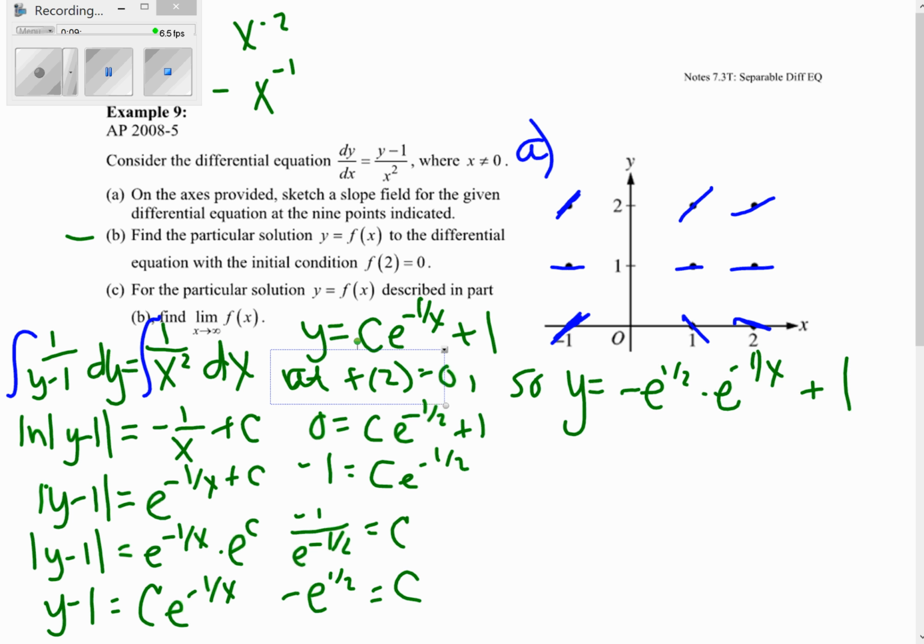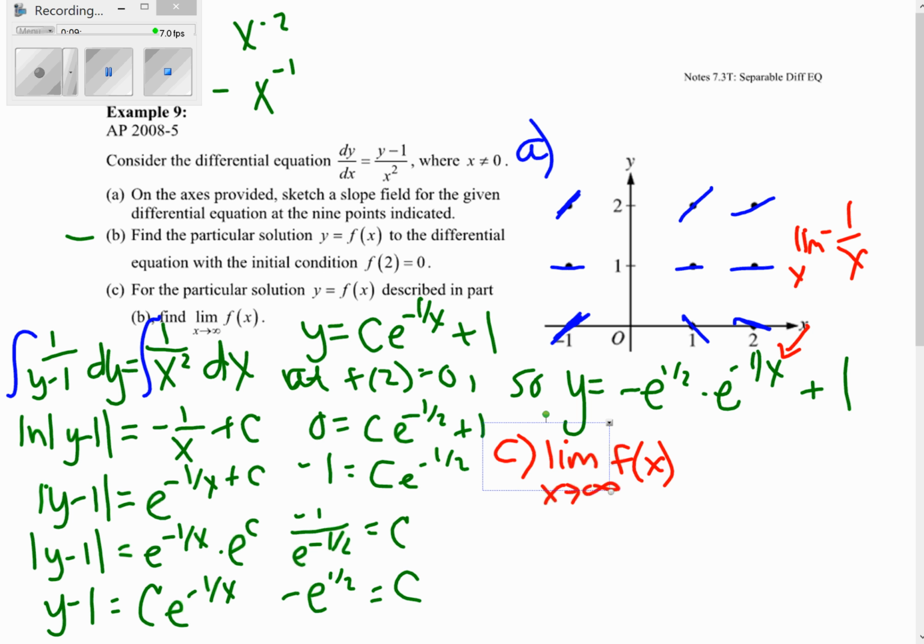In the last part, c, we're trying to take the limit as x approaches infinity of f of x. So the only x value I'm plugging it into is here. Now for this, what is this limit? That would be 0, right? So e to the 0 power is 1. So we have negative e to the 1/2 plus 1. Or if you really want to get fancy, you could write it like this.